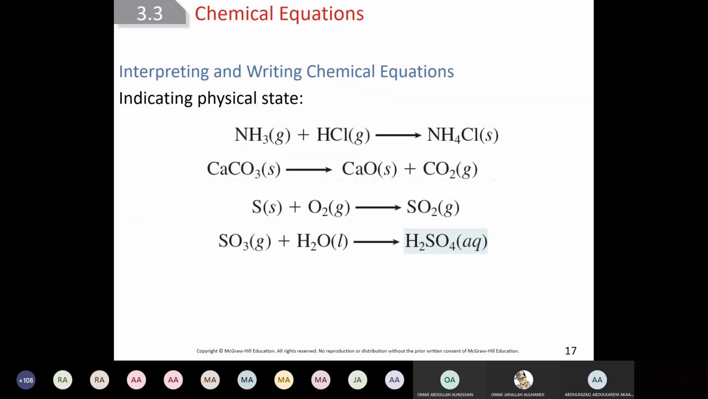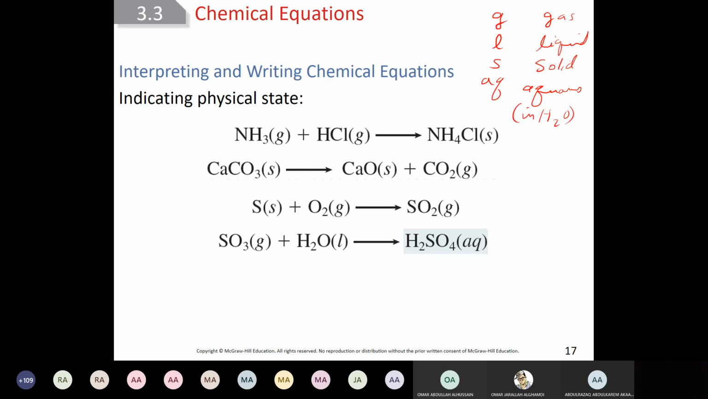But this is not enough. We have also to put the physical state, and I want you to memorize this very well. What does G stand for? Gas. And L? Liquid. And S? Solid. And AQ? Aqueous. What do you mean by aqueous? In water, in H2O. Is this clear?